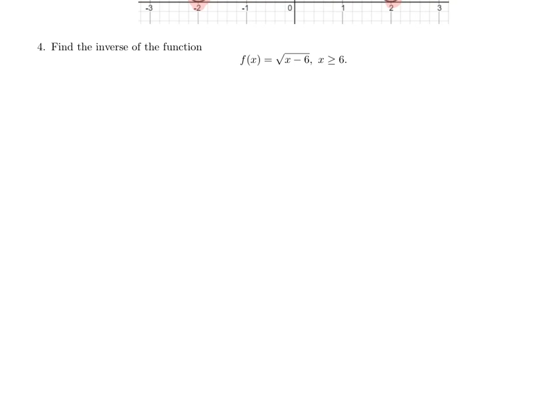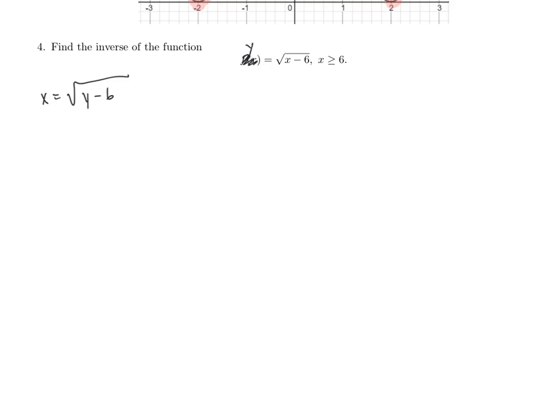All right, number 4, find the inverse of the function. So if you want to find the inverse of the function, so this is y, you want to interchange the x and the y and then resolve for y. So what we would do is we would have x equals the square root of y minus 6. And now we want to solve for y.